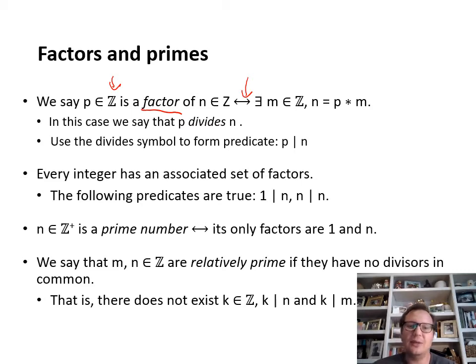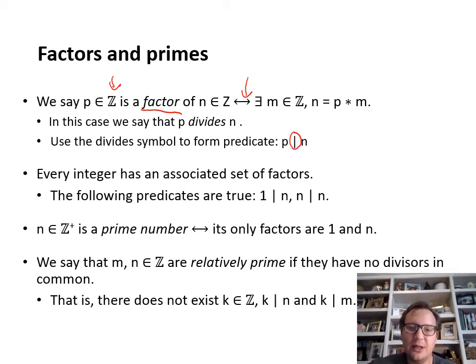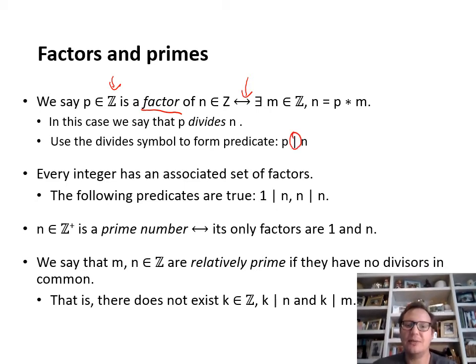And we can use the divide symbol to form a predicate. So this bar here, we read it as "divides". So p divides n. Of course, every integer has an associated set of factors. And the following predicates are always true: 1 divides n, and n divides n.